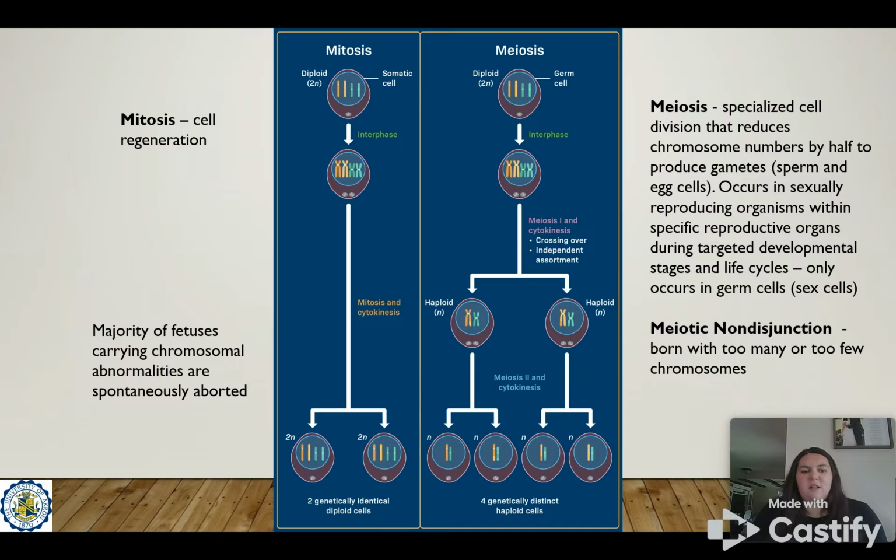As a fetus is developing, their cells are duplicating and regenerating super fast. Extremely fast. And if there is an abnormality at the chromosomal level, a majority of these fetuses are spontaneously aborted. So that is something that happens frequently when there's something off about your cells duplicating and regenerating.